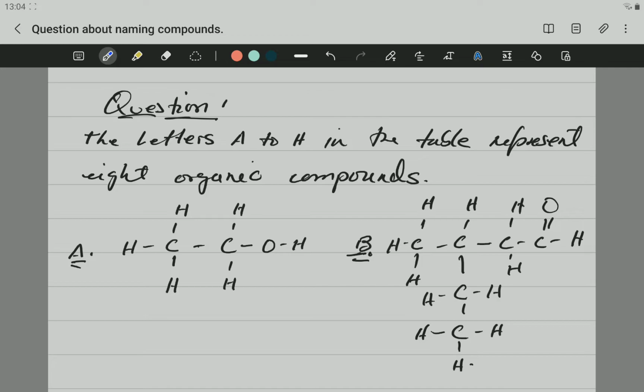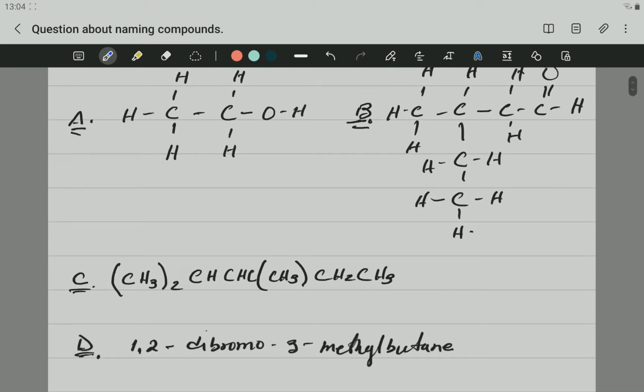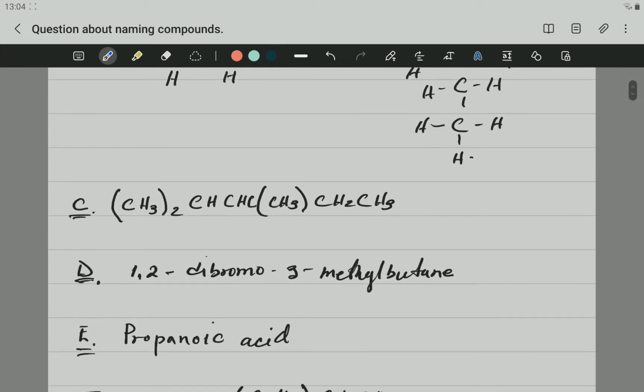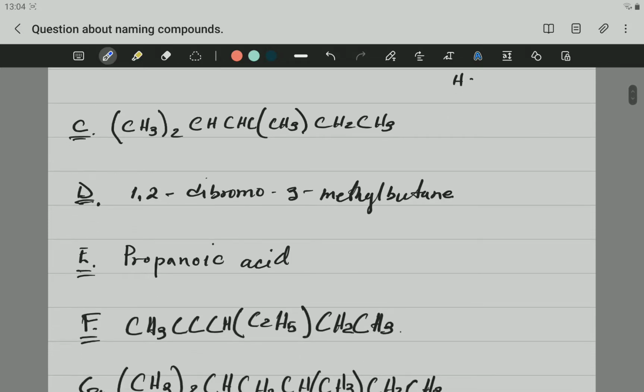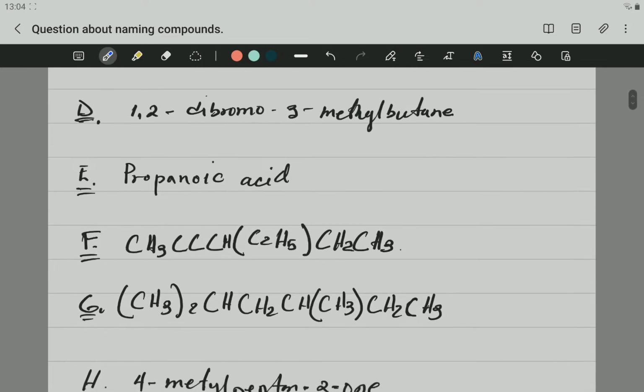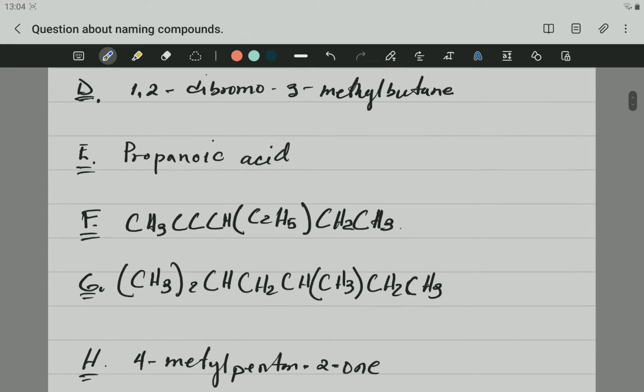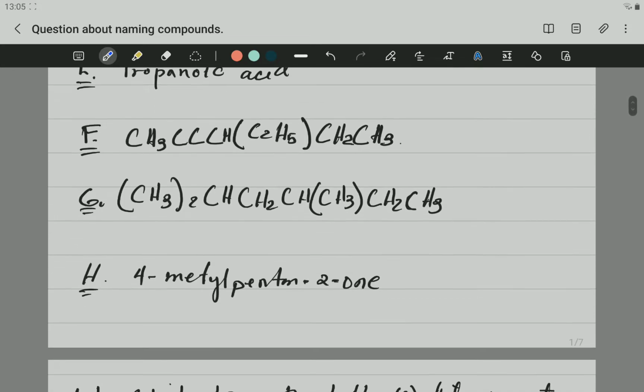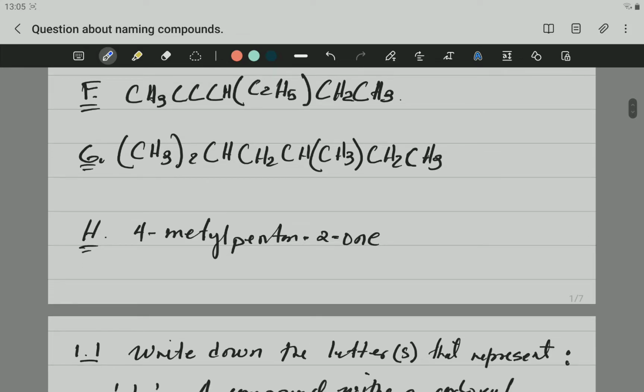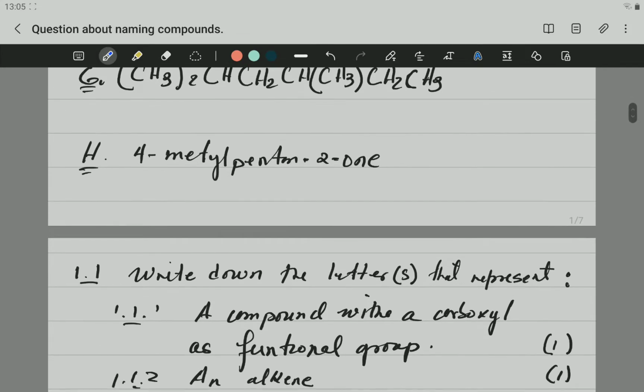So the question says, and I'm going to go slow so you can pause the video and try to do the question before. The letters A to H in the table represent 8 organic compounds. Then you have A and B, then C, then D, E, F, and G, and H. So let's start with the question: write down the letters that represent a compound with a carboxyl as a functional group.